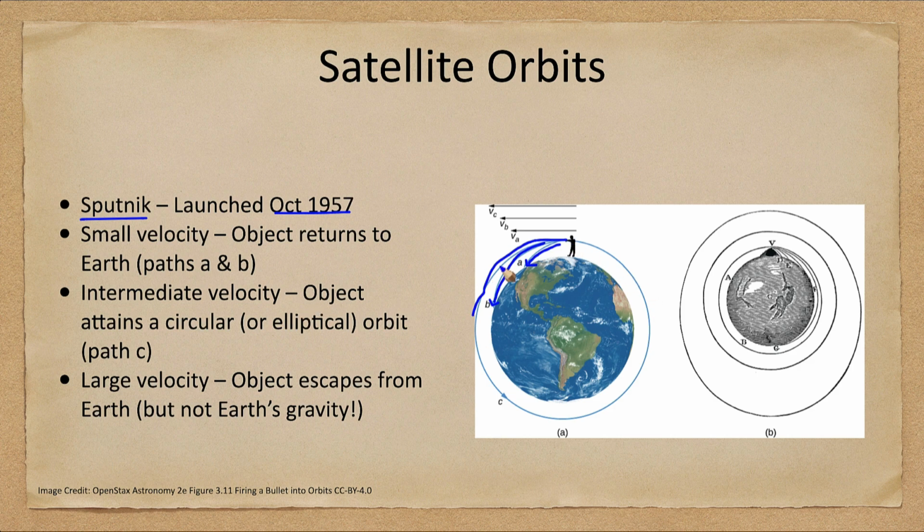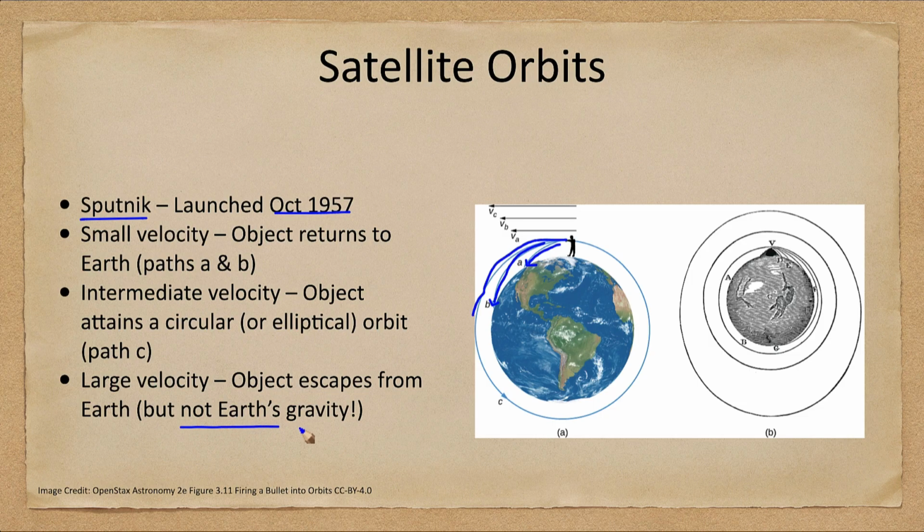Now that only works if there's no atmosphere. So of course, atmospheric resistance would cause problems. Even something with a very high velocity would lose so much energy in its trip around the Earth that it would never make it that far. But with paths A and B, an object will return to Earth. We can get a circular or an elliptical orbit if we get it far enough. And if you give it an even larger velocity, it will actually escape from Earth.